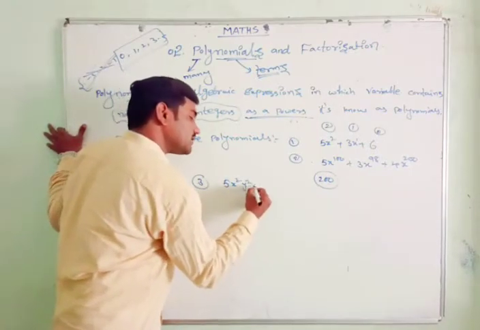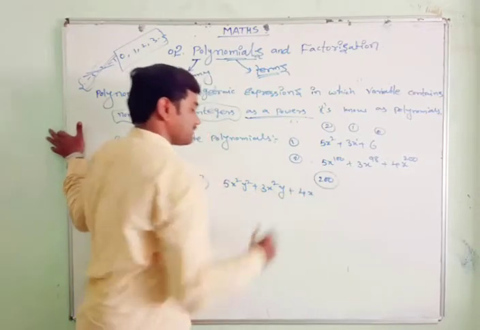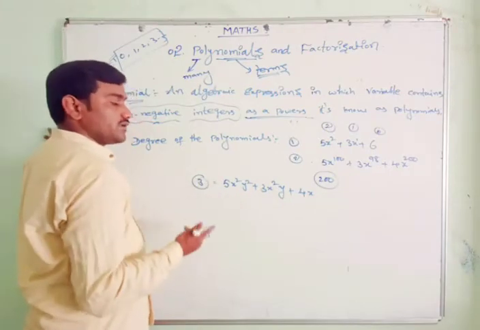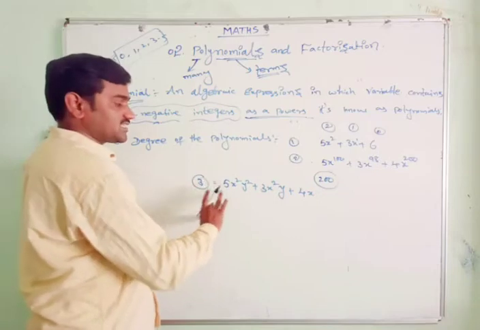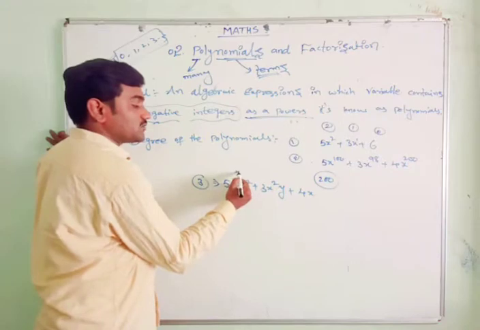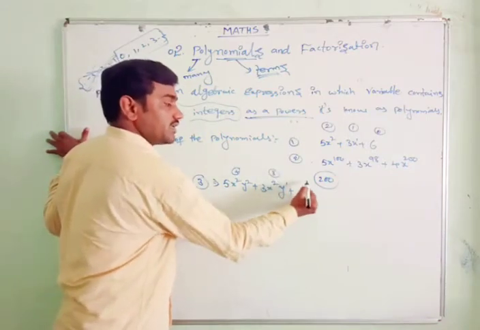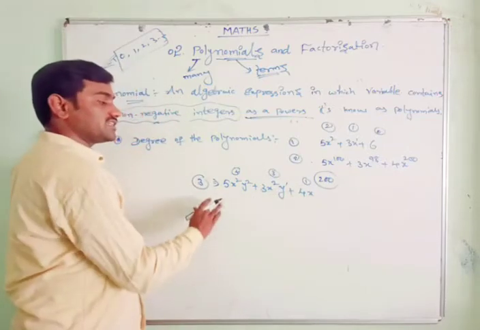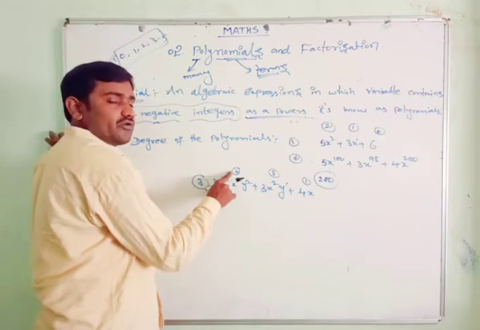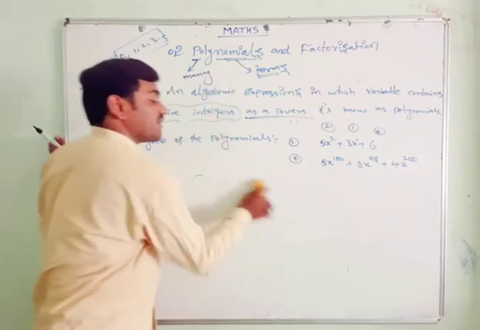We go for the third one: 5x square y square plus 3x square y plus 4x. Let us see what the degree of the polynomial is. Here we need to count. Both x and y variables are involved. Here 2 and 2, that means the degree is completely 4. Here 2 and 1, that is completely 3. Here it is only 1x. So the highest degree is 4. So the degree of this polynomial is 4. I hope you understand what the degree of a polynomial is.